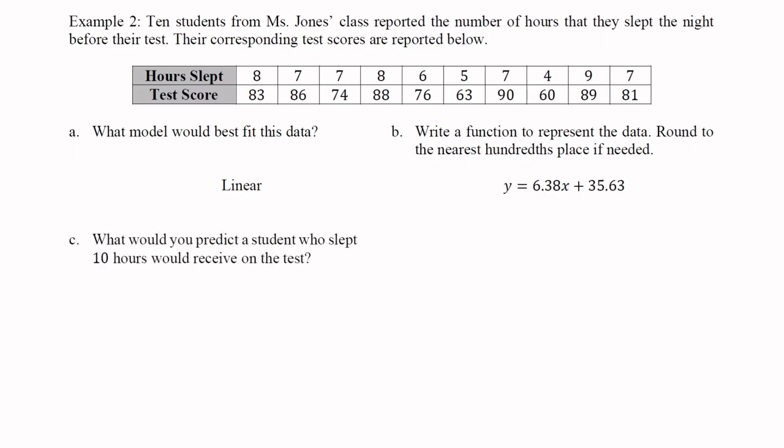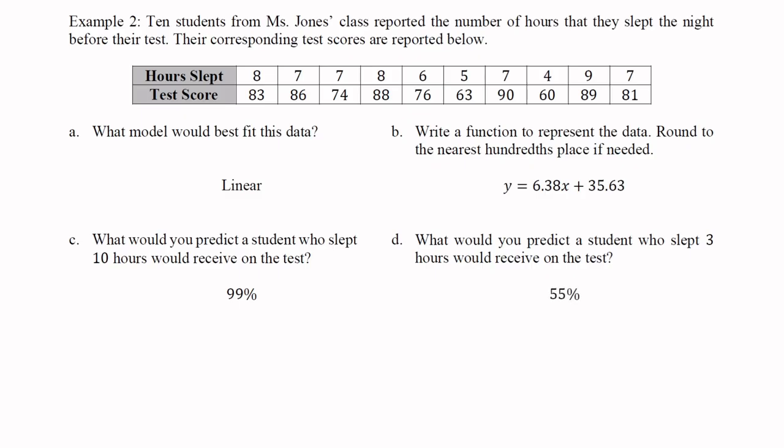So now, again, find on your graph, for those students who slept 10 hours, that would be your x value. Find the corresponding y value that goes with it. What would their test score be? And you would find about 99%. You can also plug in 10 for x in the equation that you just found using your calculator. For D, what would you predict a student who slept 3 hours would receive on the test? So again, plug in 3 for your x and find the value to be a 55.